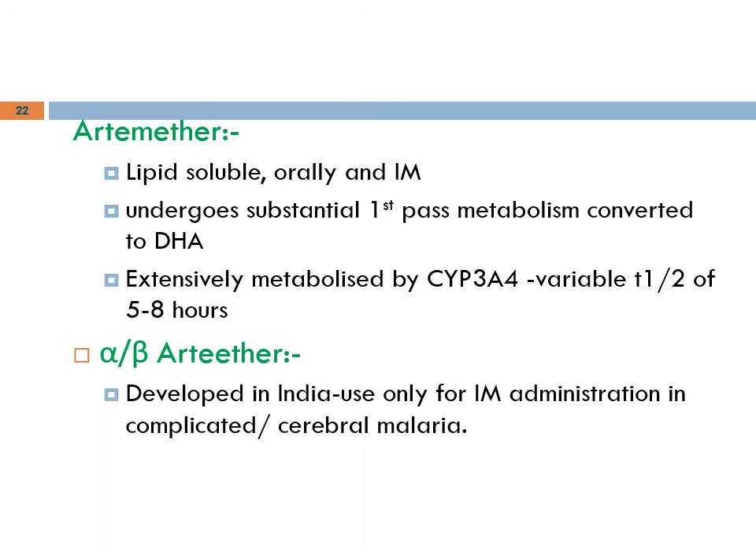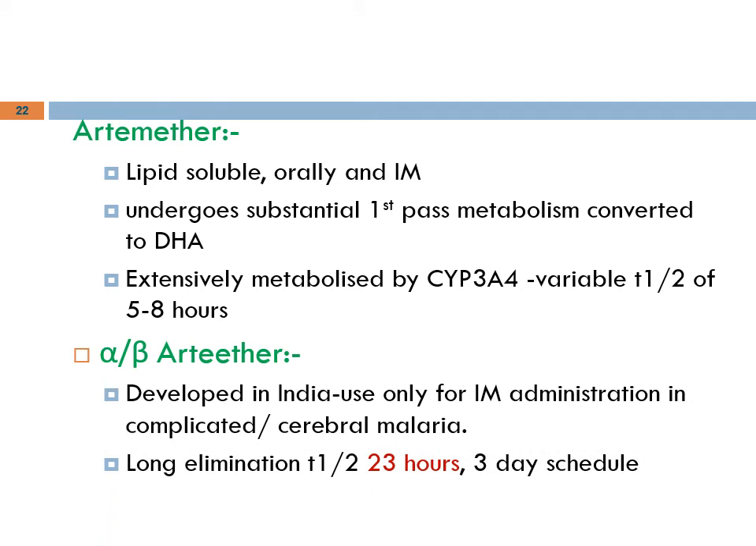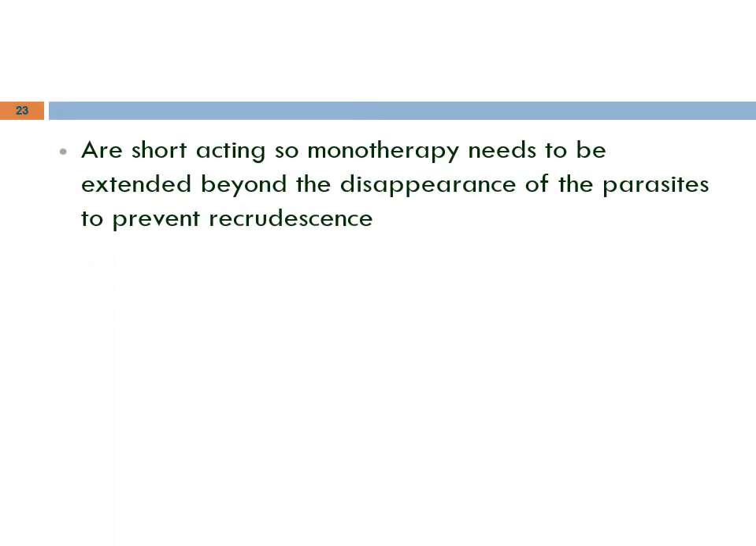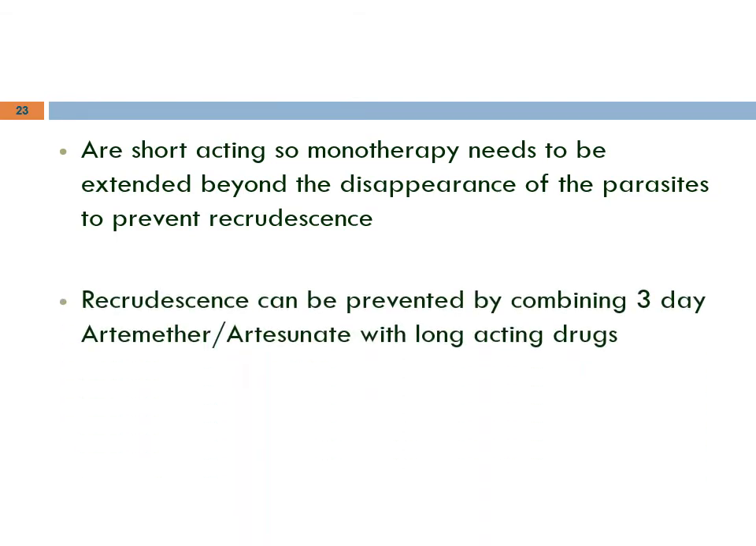Arteether is developed in India and used only for intramuscular administration in complicated or cerebral malaria. It has a long elimination half-life, about 23 hours, and it is effective in a 3-day schedule. They are shorter acting, so monotherapy needs to be extended beyond the disappearance of the parasite to prevent recrudescence. And this can be prevented by combining 3-day artemether or artesunate with other long-acting agents.